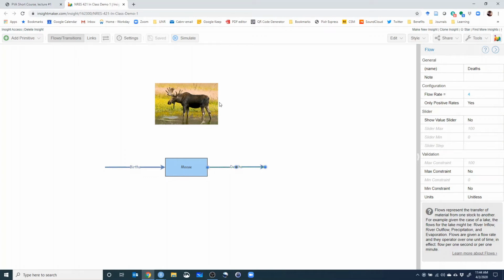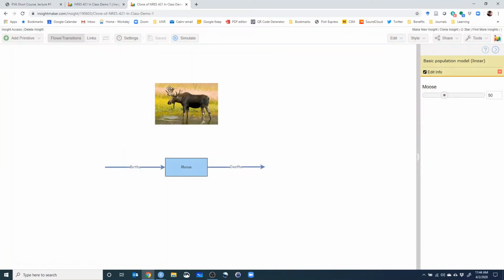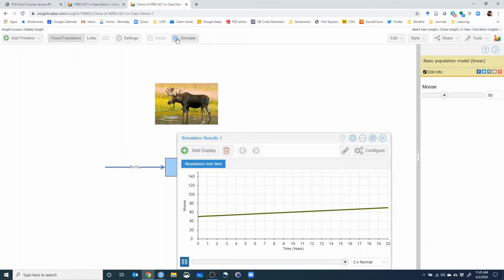Now, the first step, if you want to make any changes to these models, is to hit the Clone Insight button at the top. It's kind of a small button, but it should be there. Clone it, and say yes, I do want to clone it. Then you have a model that is yours that you can work on and make changes to. I recommend doing that every time you open a new model. Once you do that, we can just run it and see what it looks like by hitting the simulate button up here. Let's run it, and here we go.